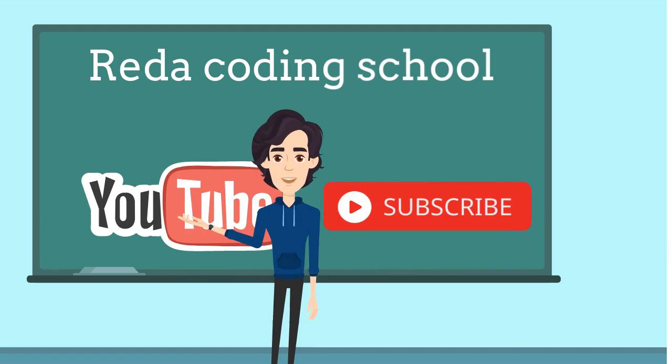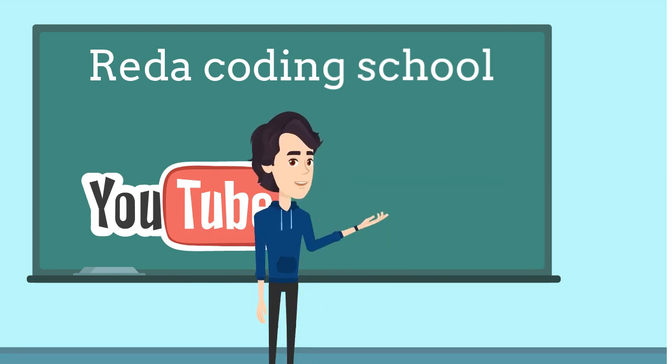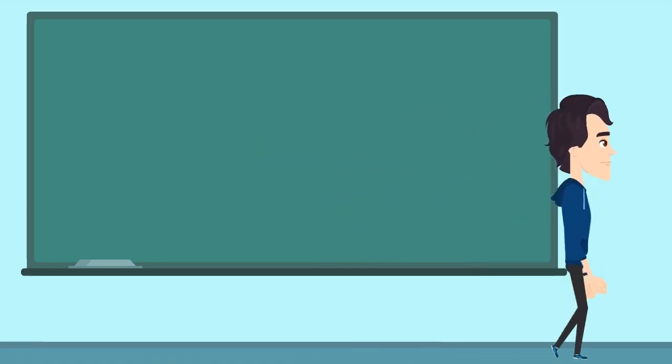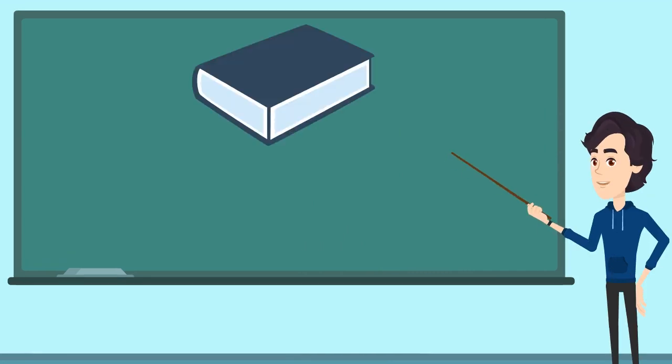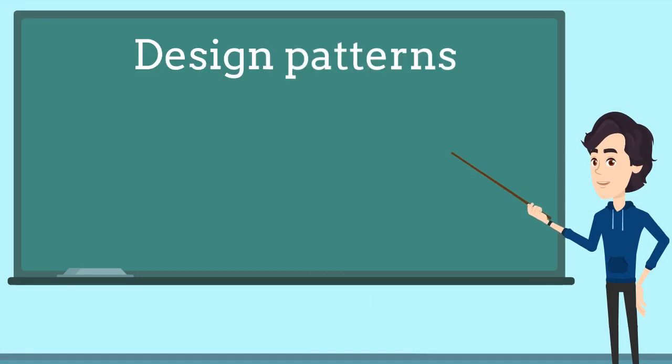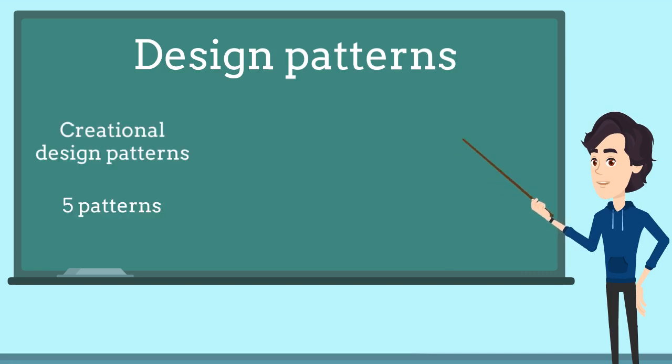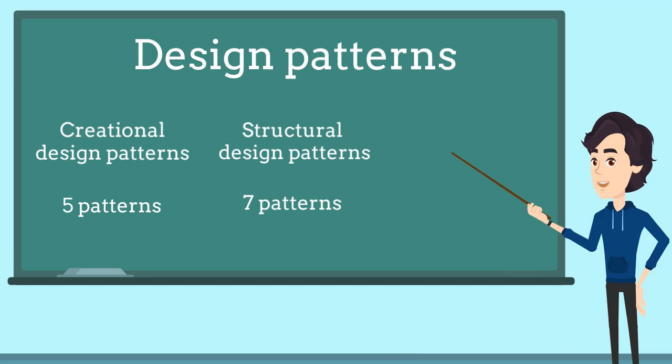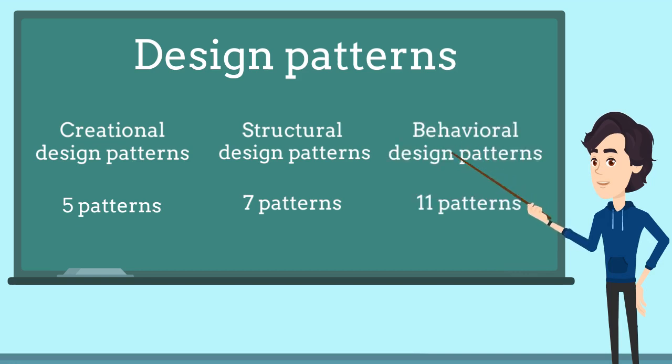Before we start the course, I want to show you what you will get from this series. I will teach you all the design patterns in the book Design Patterns: Elements of Reusable Object-Oriented Software. There are 23 design patterns which can be classified in 3 categories. Creational patterns, there are 5 types. Structural patterns, there are 7 types. And behavioral patterns, there are 11 types.